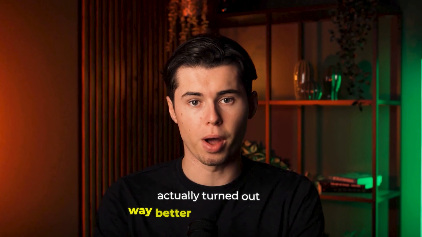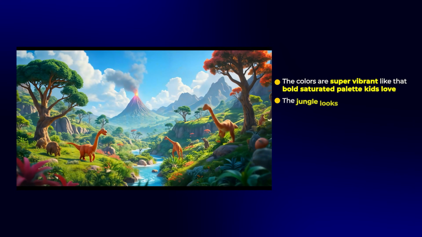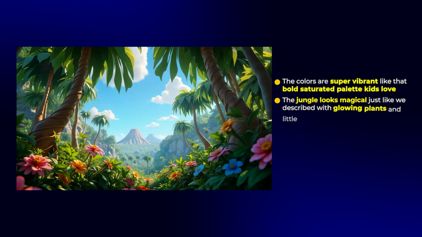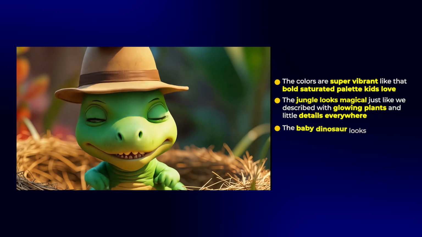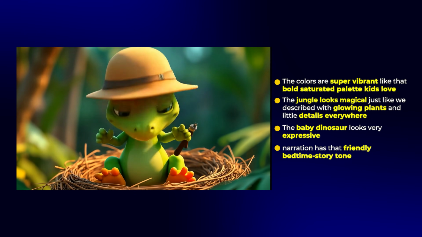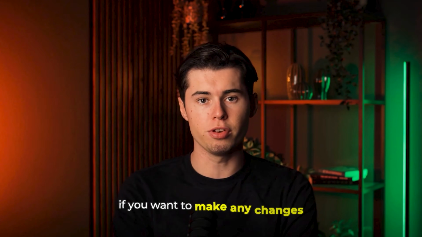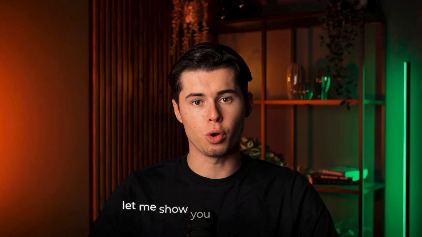This actually turned out way better than I expected. The colors are super vibrant, like that bold, saturated palette kids love. The jungle looks magical, just like we described, with colorful plants and little details everywhere. The baby dinosaur looks very expressive, and the narration has that friendly bedtime story tone. But if you want to make any changes, InVideo offers a really powerful editing feature. So let me show you how that works.